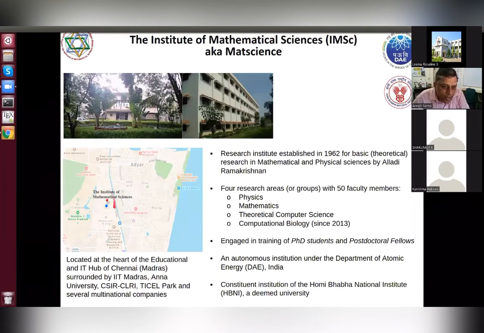As far as location is concerned, MatScience is located in the hub of both education and IT in Chennai. We are next to the Tidel Park, beside IIT Madras, CLRI and Anna University, as you can see. So it's a nice location. We have a small but serene campus, as you can see here.